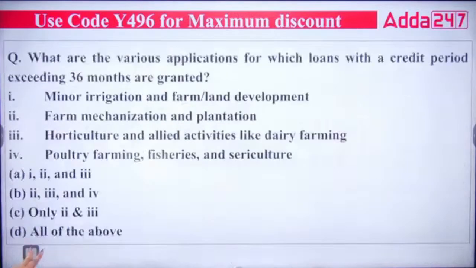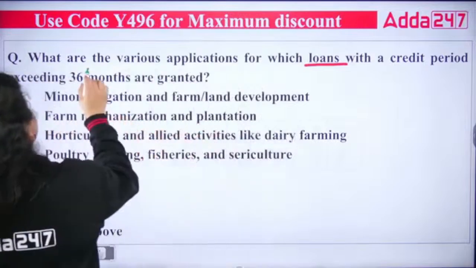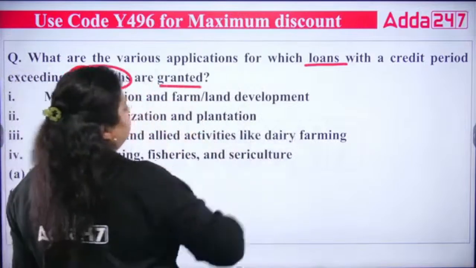Okay, next question. Next is talking about what are the various applications for which loans with a credit period exceeding 36 months are granted.